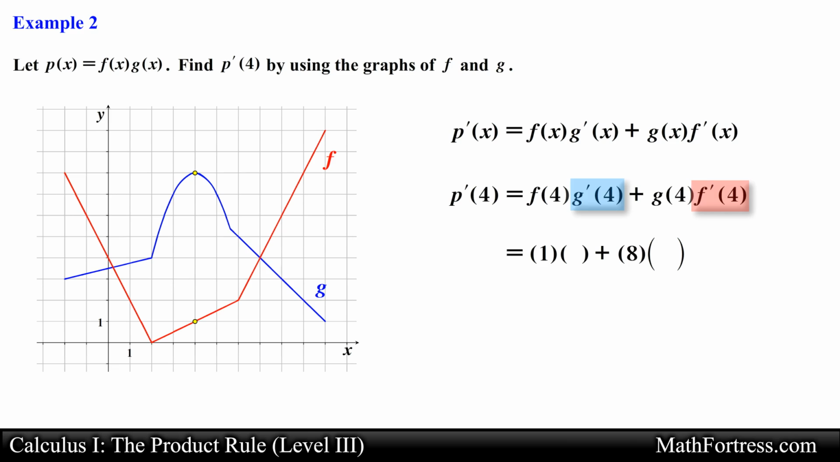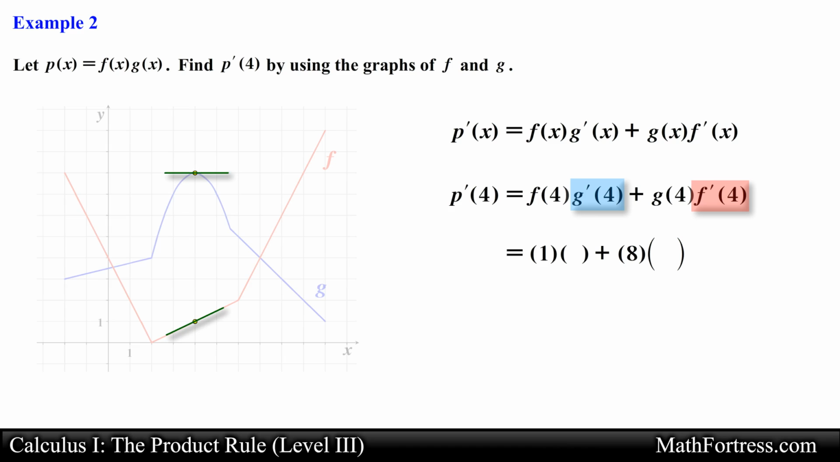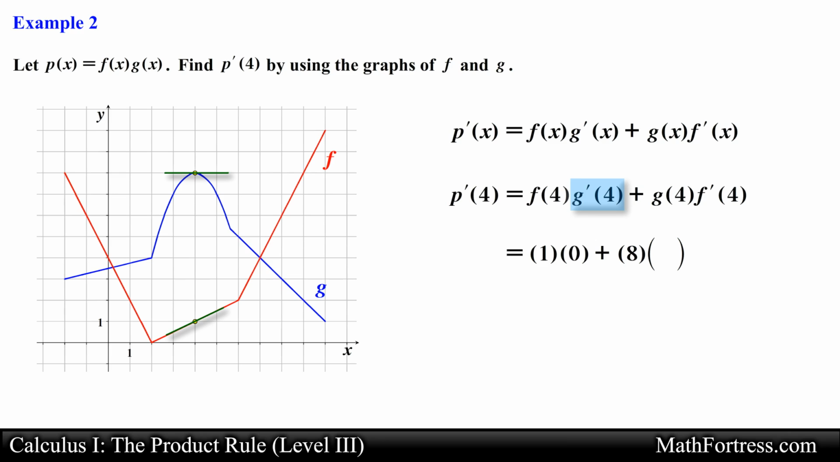Next, let's go ahead and find g prime and f prime evaluated at x equals 4. Once again, in order to find the value of these expressions, we need to calculate the slope of the tangent line at x equals 4 for each graph. G prime of 4 is going to be equal to 0, since the slope of the tangent line at this point is a horizontal line with no slope, or in this case, zero slope. Lastly, f prime of 4 is going to be equal to positive 1/2. Substituting these values into the derivative and simplifying the expression, we obtain the final answer equal to 4.